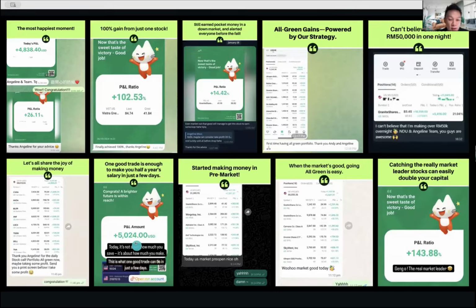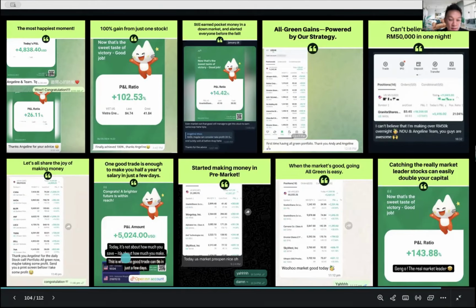Today it's not about how much you save, it's about how much you make. This is what one good trade can do in just a few days. So 5,000 is over 20 thousand ringgit. Right? Just a few days. Market good, right? One day, 1,005.